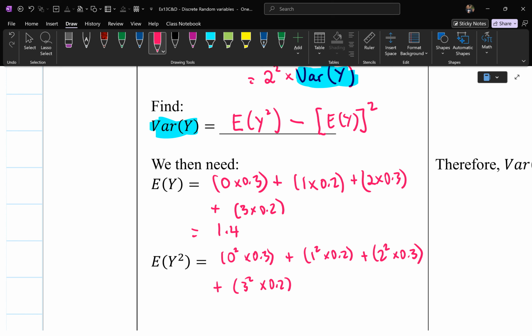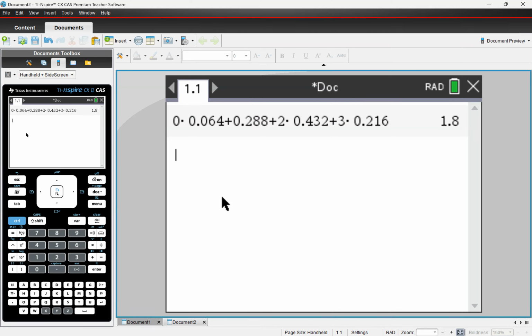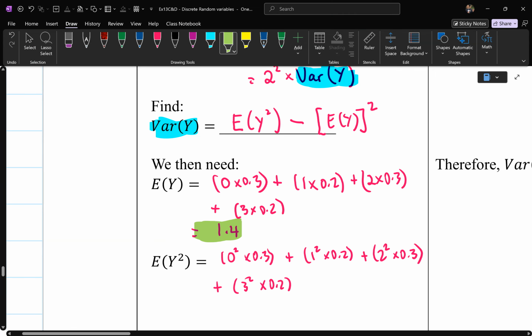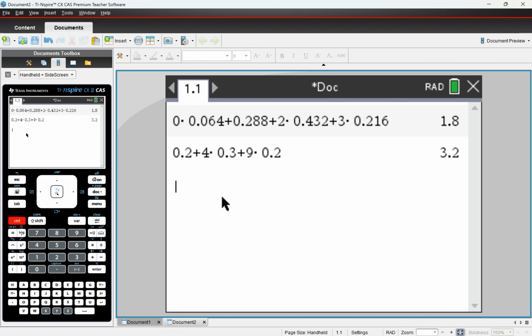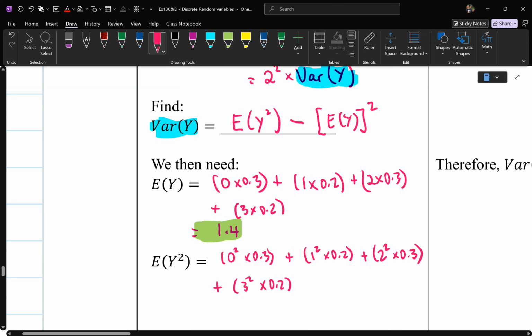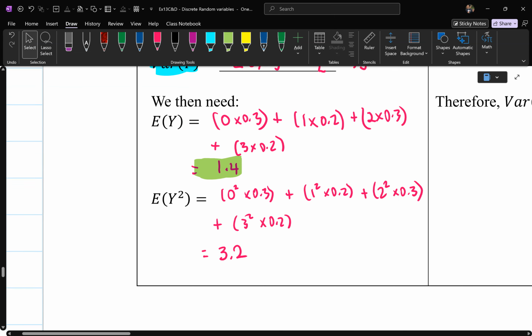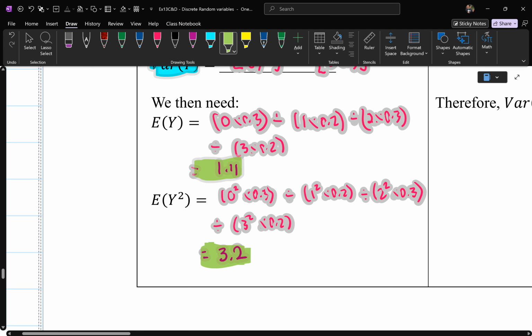That's what it means. So at the end of the day, the variance is this one, take away that one. So we got 1.4 for this one. Let's work out the next one. I'm going to do it on a CAS calculator here. So 0 squared times, actually I don't even need to do 0 squared because it's going to be 0. So it's 0.2 plus 4 times 0.3 plus, what's the next one? 9 times 0.2. 3.2. Okay, so we got 3.2. So that's my E of y squared.